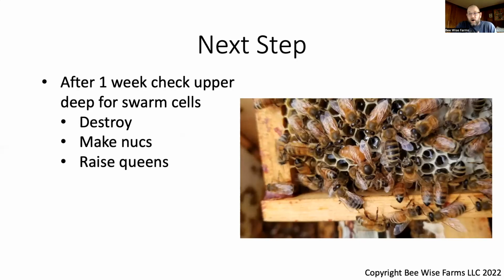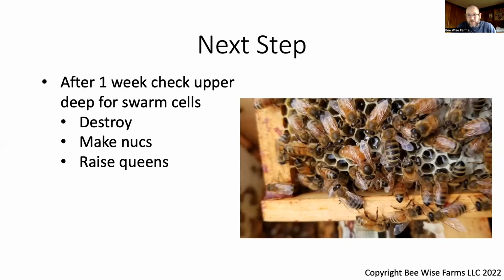So you could also just start creating nucs with those frames that have cells on them before you do the Demaree split, or afterwards if you didn't have any queen cells present. Or you can just use them to raise another queen. You can essentially let that top box just go, and in 4 to 5 weeks, you're going to have a queen in there.